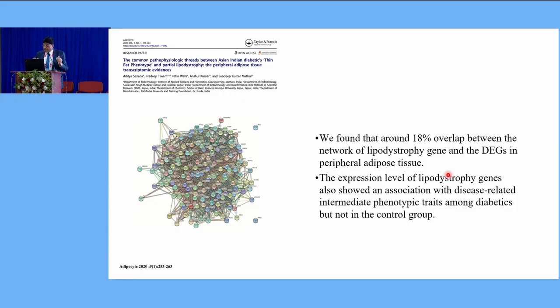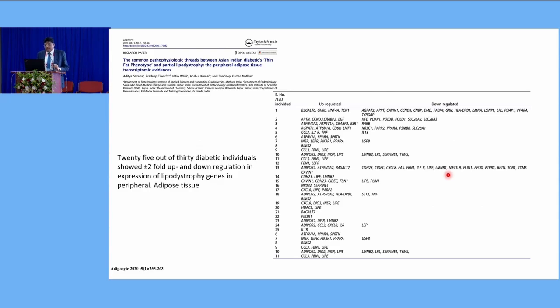The expression level of lipodystrophy genes also showed an association with disease-related intermediate phenotypes. It is not just an association, it shows an intermediate phenotypic trait also. Another important thing which came out of this analysis was that in 25 out of 30 diabetic individuals, where we had adipose tissue biopsy and looked at transcription profiling, 25 individuals show at least plus or minus 2-fold up and down regulation of expression of lipodystrophy genes in peripheral adipose tissue.